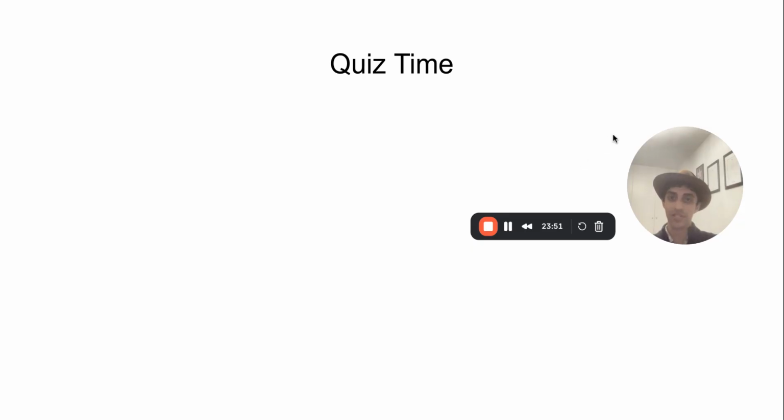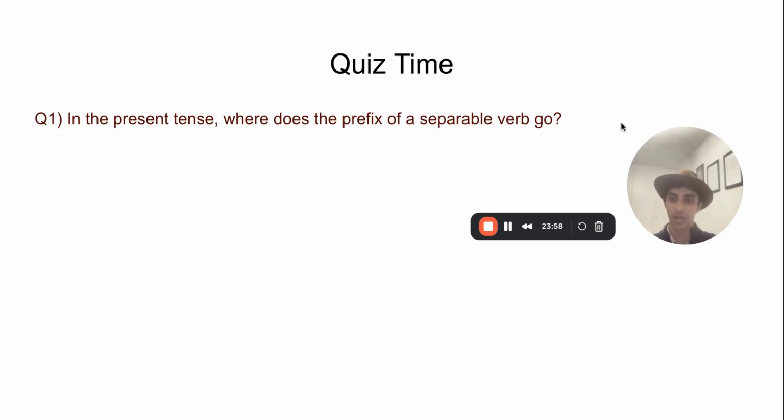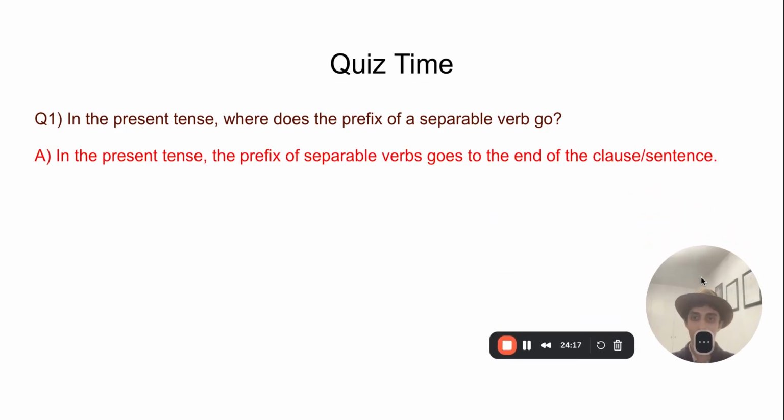Okay, and I will test you briefly now on your understanding of these separable and inseparable prefix verbs in German. So question 1, in the present tense, where does the prefix of a separable verb go? We're looking at separable verbs here. Okay, now let me show the answer. So in the present tense, as we mentioned, the prefix for separable verbs goes to the end of the clause or sentence. Very important to remember that.